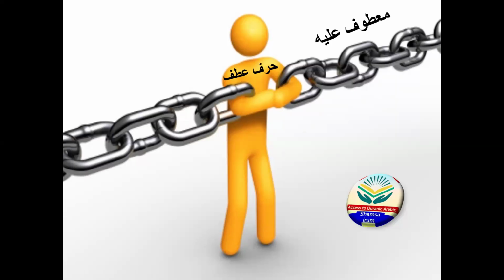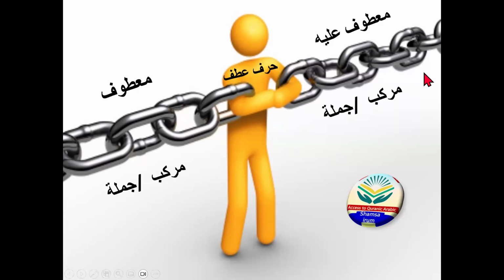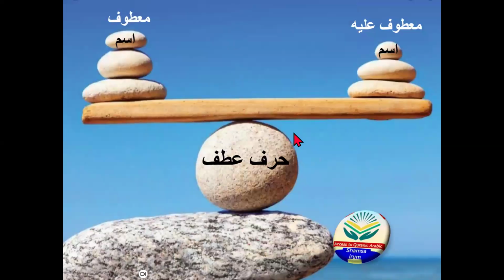So if matufun alay is a phrase or sentence, meaning murakkab or jumla, then matuf will also be a murakkab or jumla. I wrote here both murakkab or jumla. It means if before harful atf there is a murakkab, after will also be a murakkab. If before harful atf is a jumla, after will also be a jumla. When I wrote here murakkab, it means murakkab naqis, not a murakkab tam. Jumla means murakkab tam. Murakkab means a phrase which is incomplete.